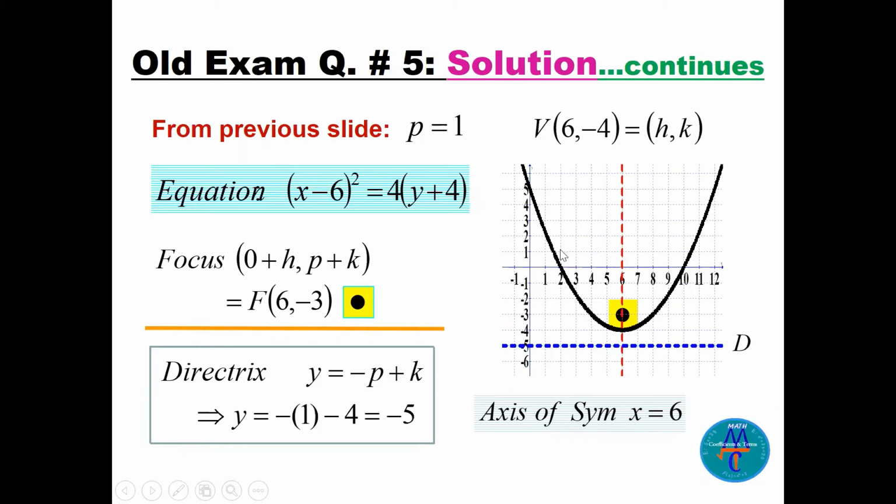This is the graph. And now the focus here is 0 plus h, p plus k. So the focus will be 6, minus 3 there. And then the directrix will be y equals minus 5, and the axis of symmetry will be x equals 6.